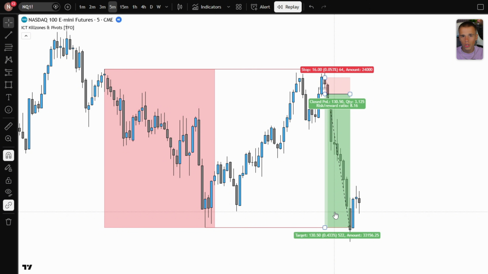But now I'm going to actually show you a trick on how you can do this with multiple sessions. So it's going to be a bit more complicated, but it's going to be a nice trick to get your win rate up and to just get more setups in the market.